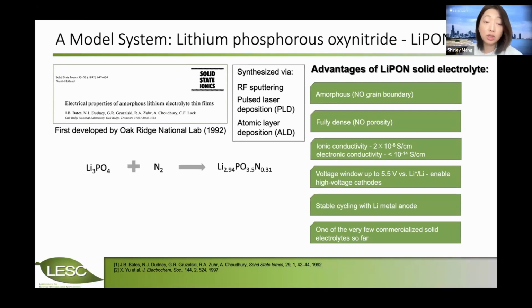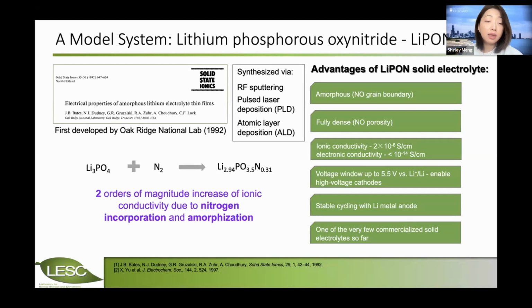So first, let's look at the chemistry. With Li3PO4, when you introduce nitrogen properly in the right place and the right composition, you can actually get a two-orders-of-magnitude increase of ionic conductivity due to the nitrogen incorporation and the amorphization. So it is an extremely simple system. And today I'm happy to report that there are actually reports showing atomic layer deposition is one of the versatile ways that can produce LiPON film.